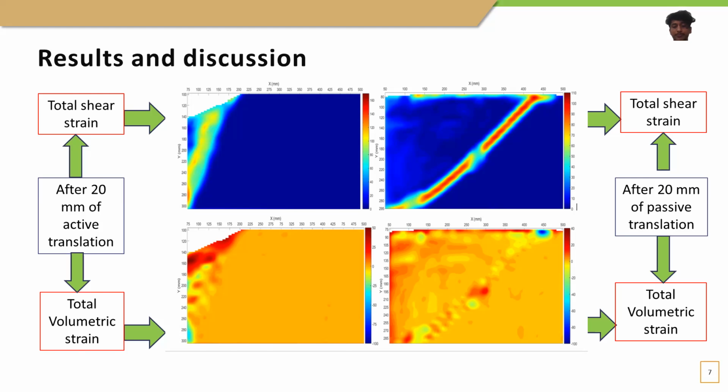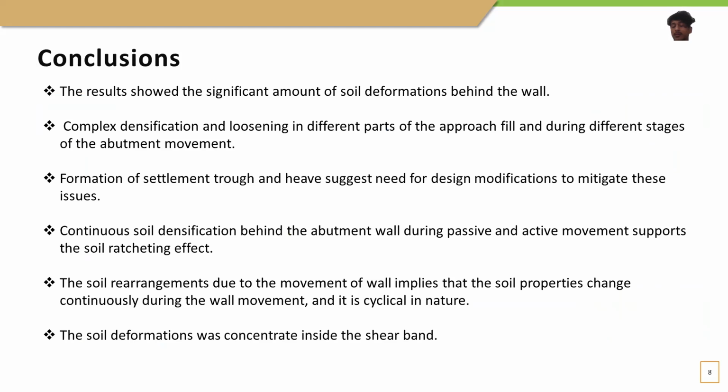From these two experiments, it concludes that a significant amount of soil deformation is happening behind the abutment due to the abutment movement. It also implies that complex soil densification and loosening is happening in different parts of the approach fill and at different stages of the abutment movement. Also, the formation of the settlement trough and the heap suggests the need for design modification to mitigate this issue.